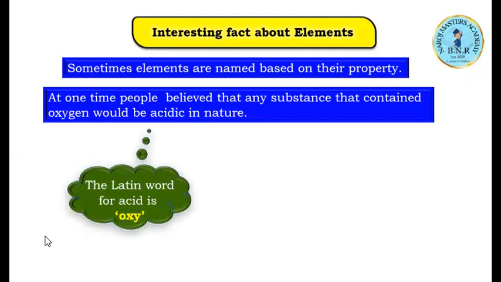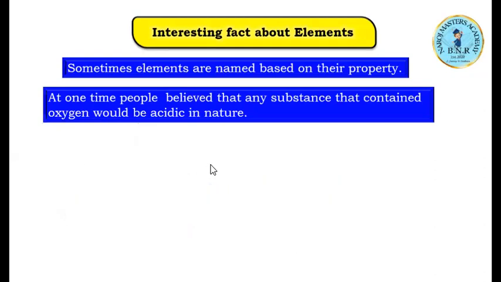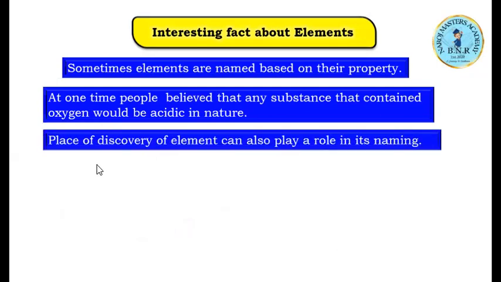Now, the gas which we call oxygen gas. Is it right? Now, the place of discovery of an element can also play a role in its naming. Some names of the elements are based on scientists' names. Is it right? So the place of discovery can play a role in its naming.